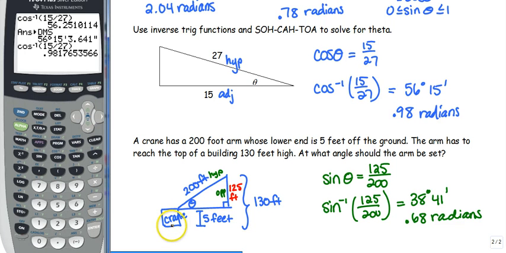First, here's my crane. It has an arm that is 200 feet long. The crane itself is 5 feet off the ground, and it wants to reach the top of the building, which is 130 feet tall. So if that crane is 5 feet off, that means that this portion of my triangle is only 125. That's the opposite side over the hypotenuse, so we want sine of that theta, that angle that we're trying to solve for. We use inverse sine to solve for that angle, and we get 38 degrees 41 minutes, or about 0.68 radians. And that is it for our video today.